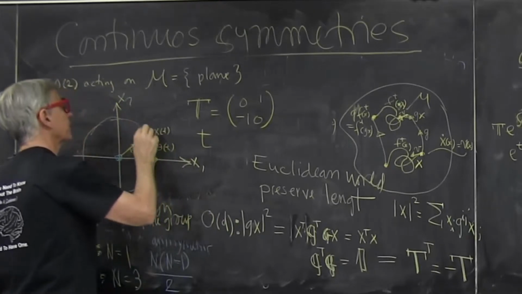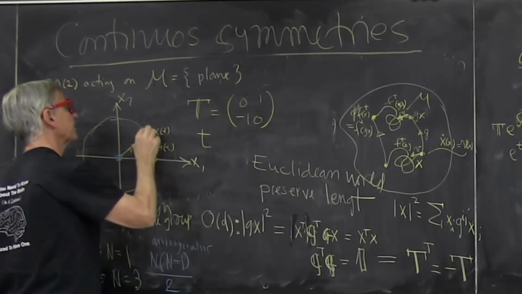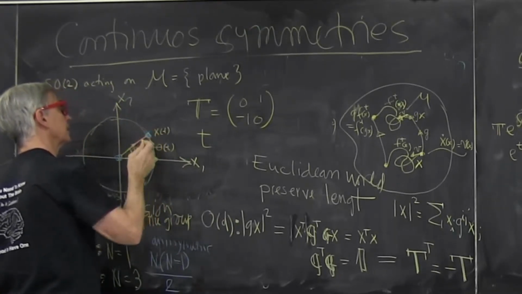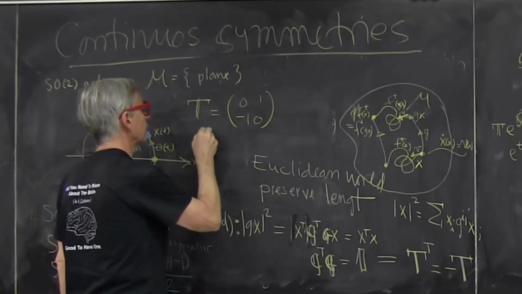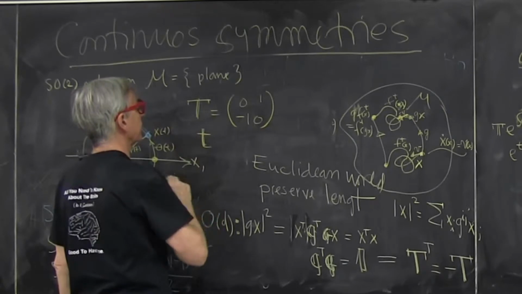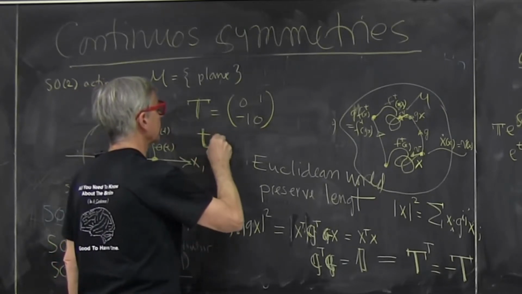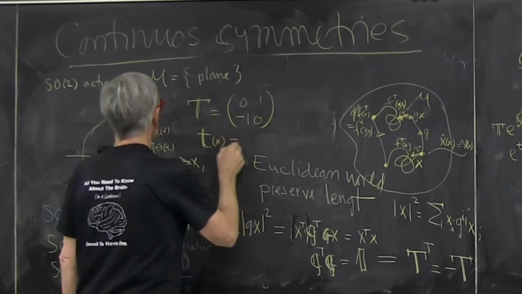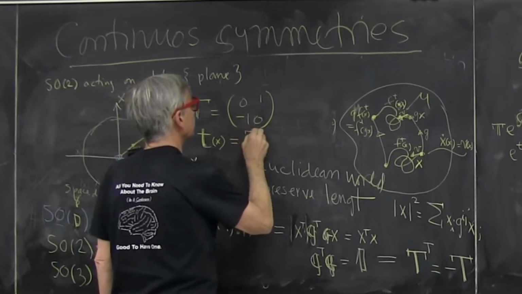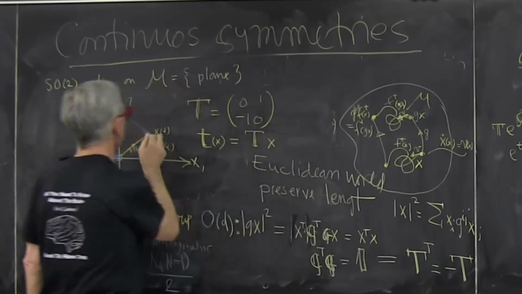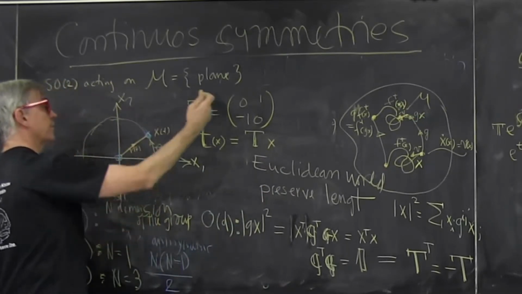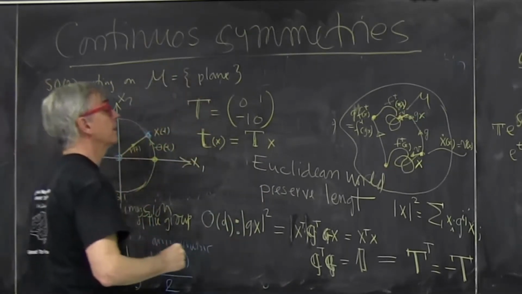So what happens if you move infinitesimally at this point in the group direction, in group transformation? I'll use a little letter t for that. That depends on which point I am, and it happens to be just T times wherever I am. So if I'm further away, the group tangent is bigger.